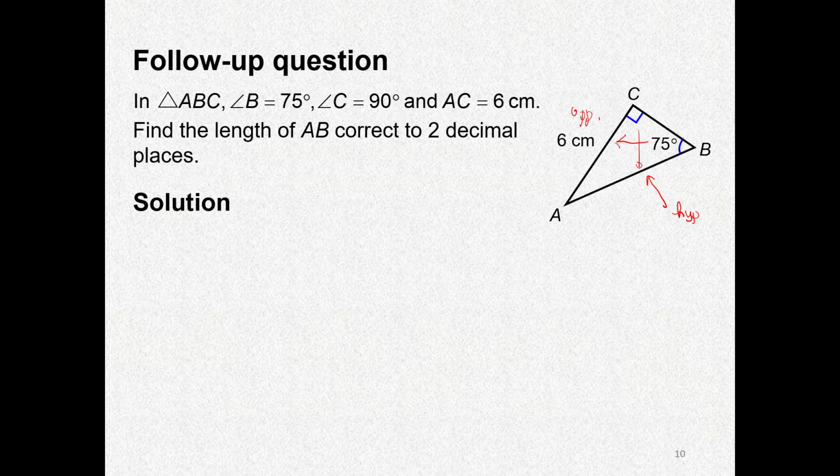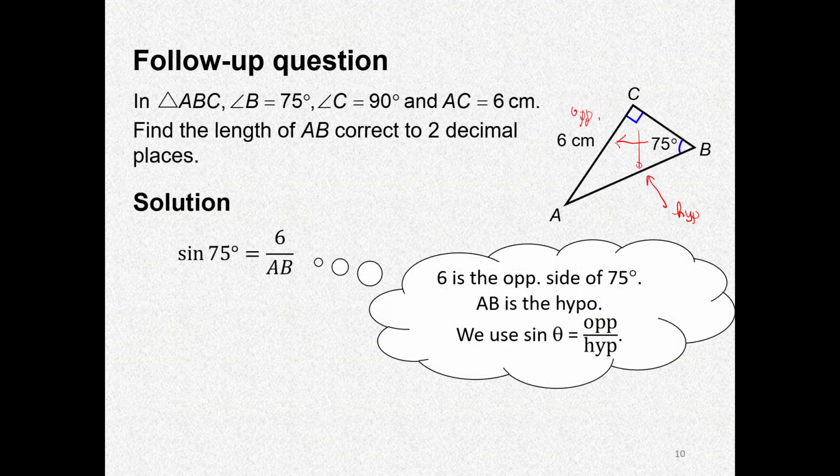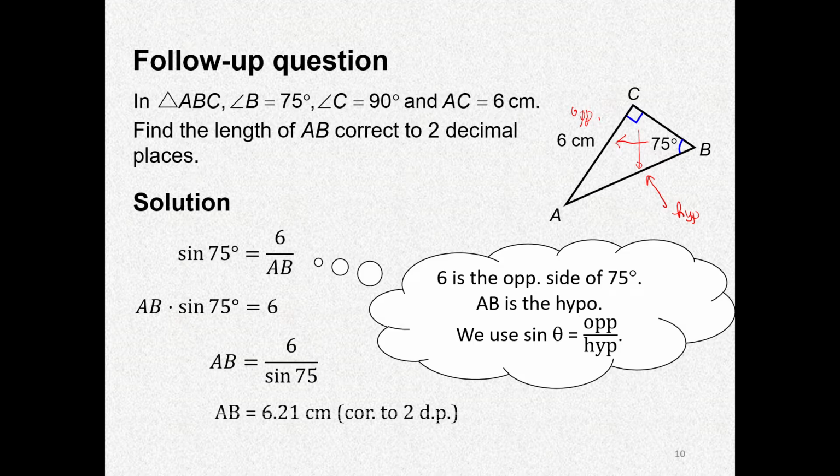So we can set up the equation using the sine 75 degree equals the opposite side 6 over the hypotenuse AB. And then in order to solve the equation, we need to move the AB to the left-hand side first, and then we can move the sine 75 degree to the right-hand side using the division. And then later on, you can key the right-hand side into your calculator to find out the answer, okay, 6.21. Can you get it? So we move to the next question.